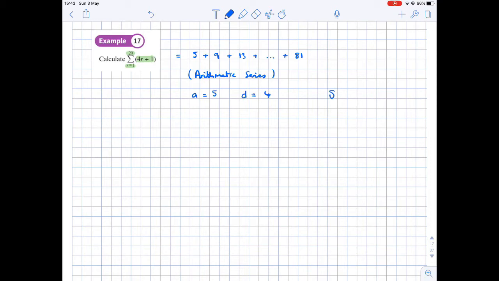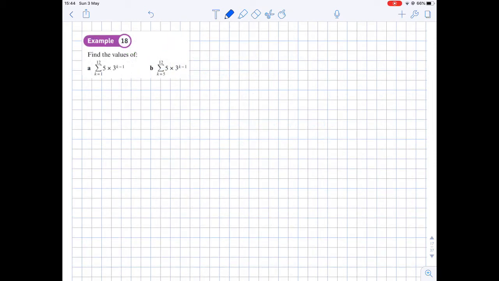Now using the formula, Sn equals n over 2, 2a plus (n minus 1) times d, filling our values in. So the sum of the first 20 terms is equal to 20 over 2, 2 times 5, plus (20 minus 1) times the common difference of 4, which gives us an answer of 860, answering our question.